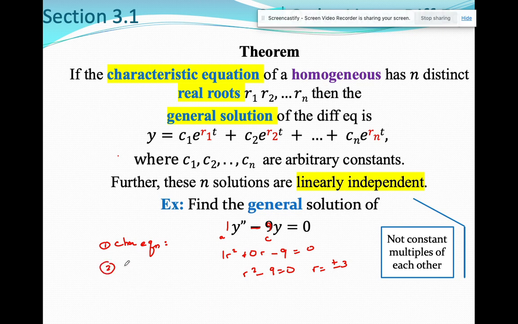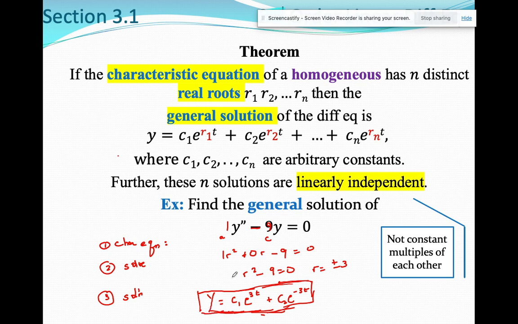Step 2, solve the characteristic equation. Step 3, write your solution. And my solution will be y equals one constant times e to the r1 t plus another constant times e to the r sub 2 t. And if you don't believe me, you take derivatives and plug them in here. Not saying this is the only solution, but it is one, and that's all I care about. And it is a general one. And so you give me more information, I'll be able to solve for the C's. Whoa.